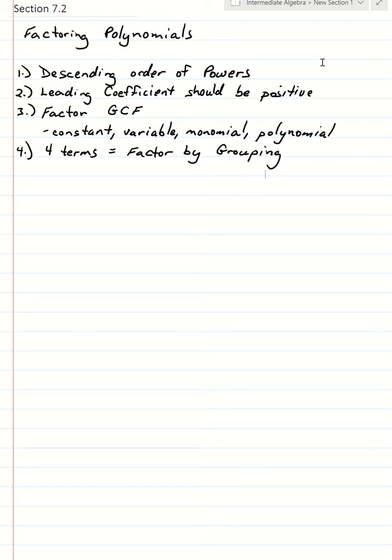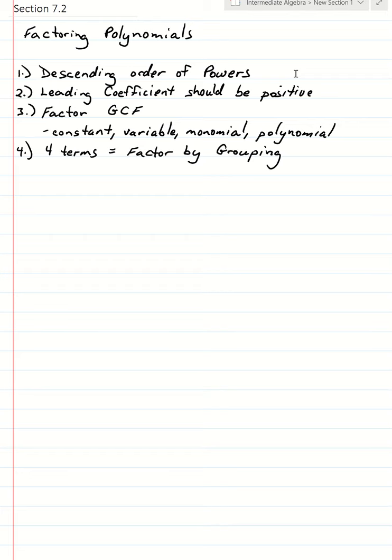And of course, step one, you want to make sure your polynomial is in descending order of powers. Step two, you want to make sure that that leading coefficient is in fact a positive number. That could influence now step three, where you look to initially factor any greatest common factors.